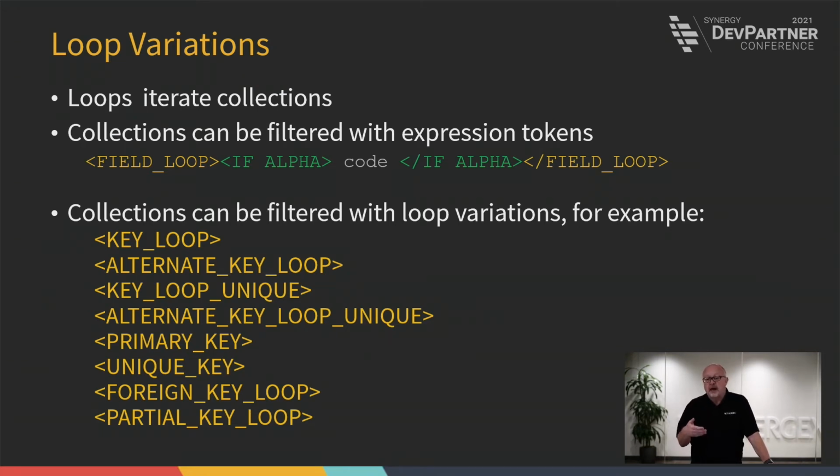Key loop unique actually doesn't do what you might think. This caught somebody out recently. This iterates through any key that has a unique signature. But if there are multiple keys that have three alpha fields, for example, then it will only emit the first one, because you're going to get duplicate overlays if you're trying to produce a class with those methods. That's what that one's used for. Primary key says only go through the primary key. Unique key says find the first key that is unique and only process that key. Foreign key loop, partial key loop, and so on. So they do different things and iterate different sets of fields based on the loop variation token that's used.